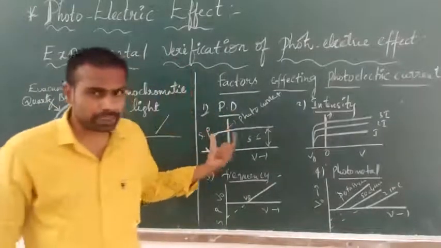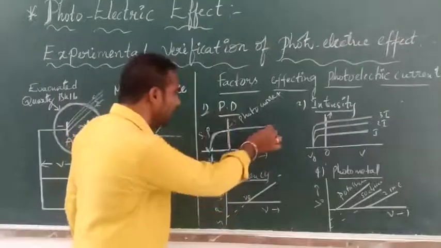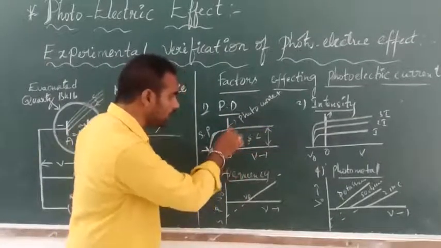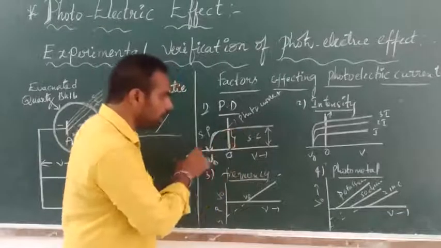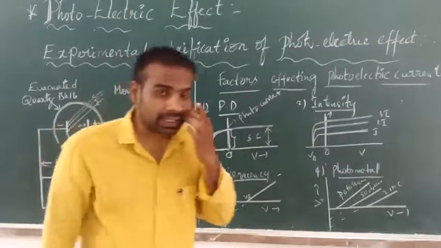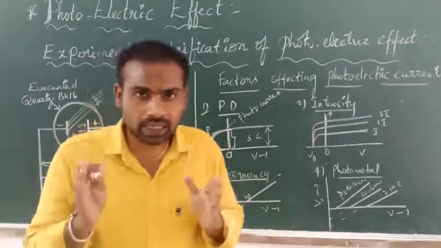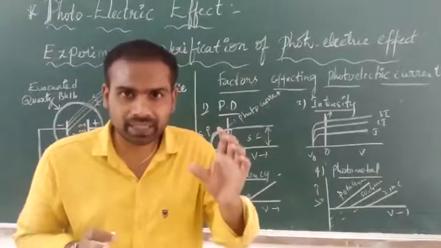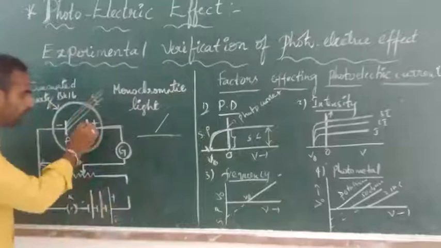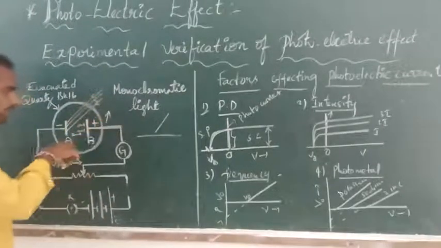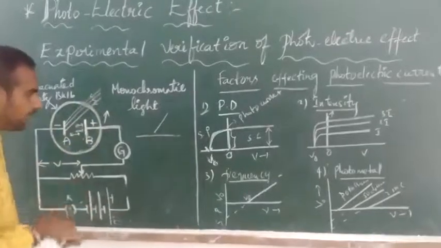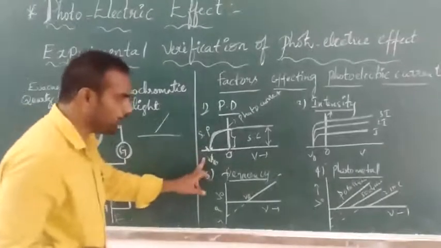So as the negative potential increases, at zero potential the current is not zero, there is some value, but at some negative potential the current will be zero. Like that, the potential difference affects the photocurrent. If the potential of the positive plate increases, the photocurrent increases. If it decreases, the photocurrent will decrease and it will become zero at some negative potential.